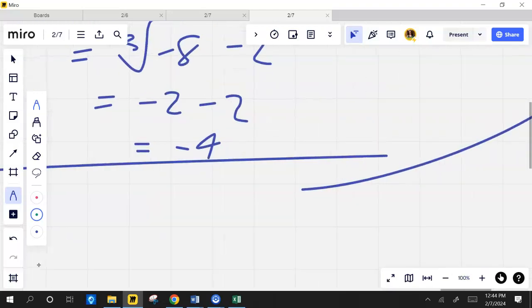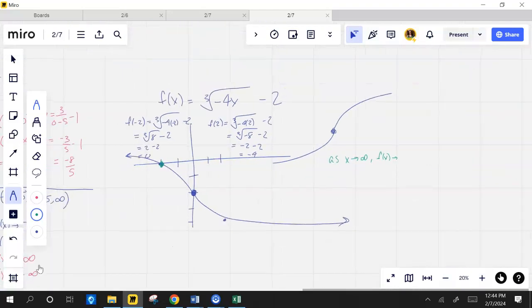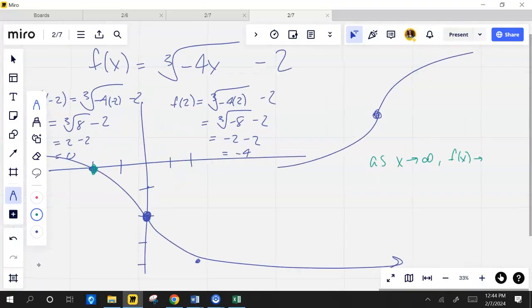Okay, so on the right side of the graph, what's the graph doing? Okay. How about on the left side?